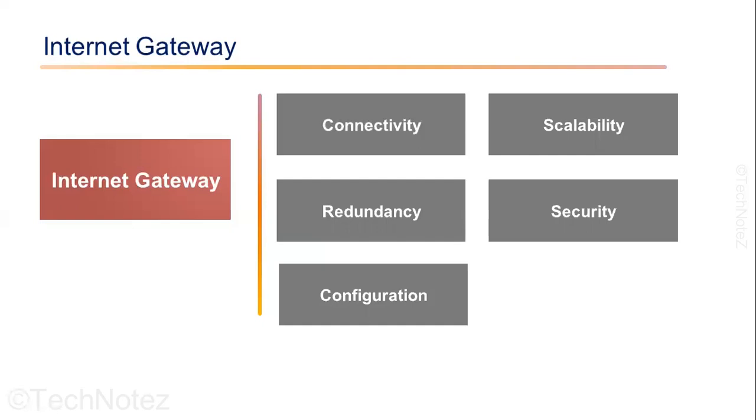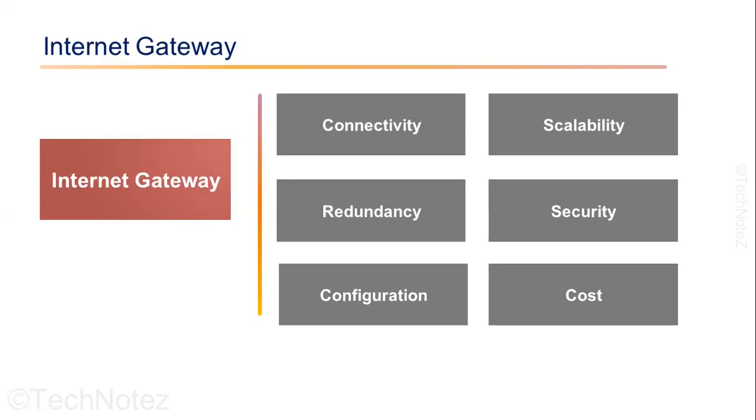This allows it to enforce security policies, such as allowing or blocking traffic based on specific criteria. Configuration. You can configure your AWS Internet Gateway to route traffic to specific destinations, such as other AWS services, on-prem resources, or the Internet. Cost. Internet Gateway pricing is based on the amount of data transferred over the gateway. There is no upfront cost, and you only pay for what you use.